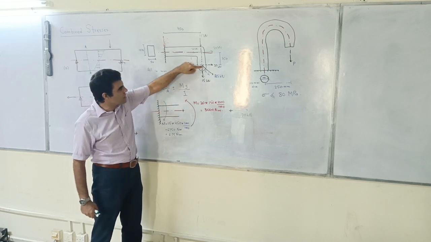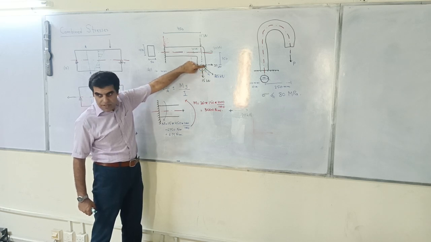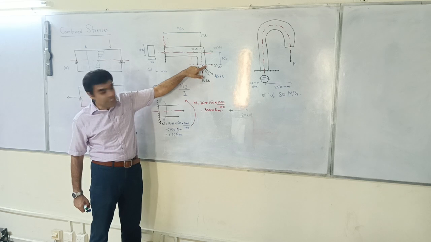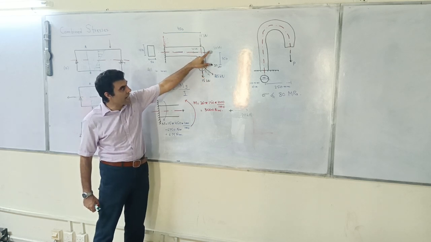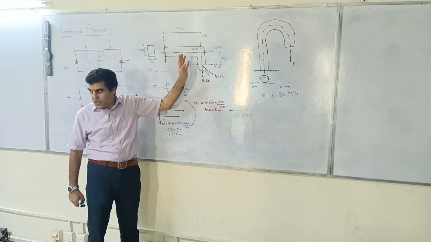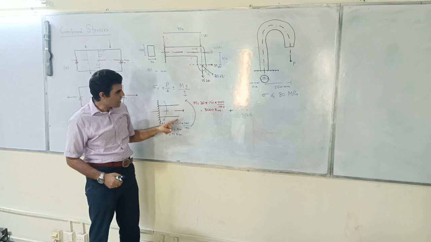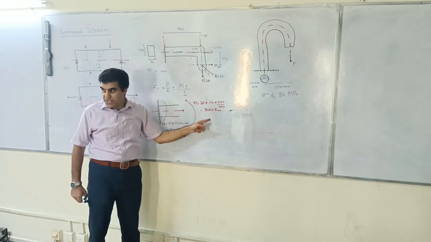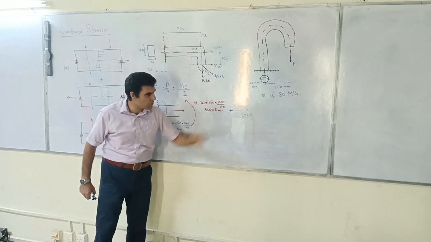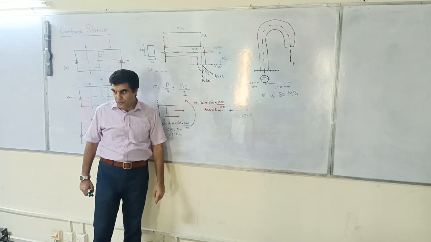Then we have this couple, because we have got this 20 kilonewton. At this point we can add and subtract our 20 kilonewton, and these two 20 kilonewton make a couple, and that couple is causing an opposite moment, which is 3000 Newton meter. And in addition to that, we have got 20 kilonewton, which is the tension force.